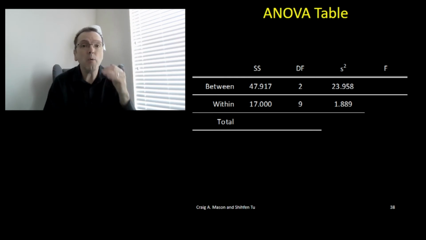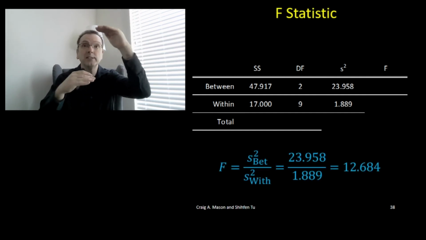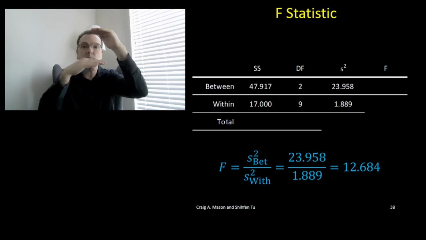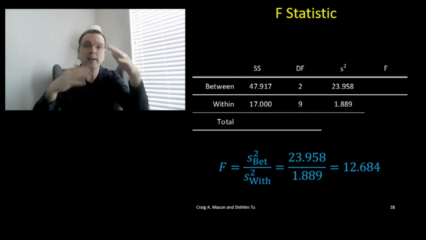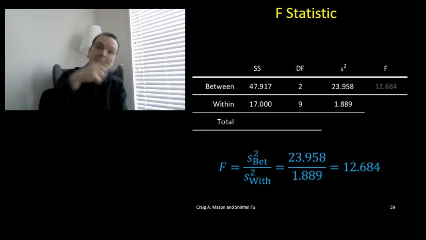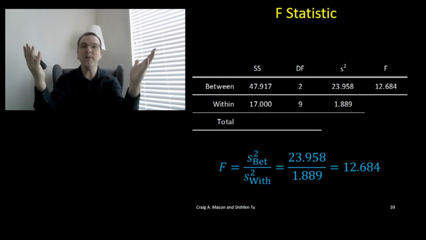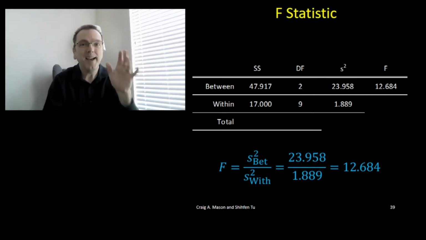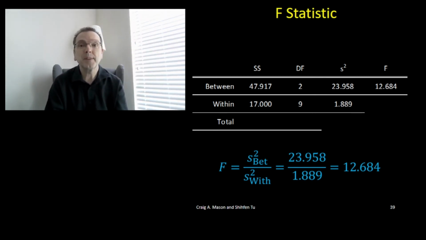With this, we're now ready to calculate our F statistic. To get that, we just divide the variance between by the variance within, which is 23.958 divided by 1.889, which gives us an F of 12.684, right? We can then add that to the ANOVA table, and we're almost done. But a couple things before we wrap up.